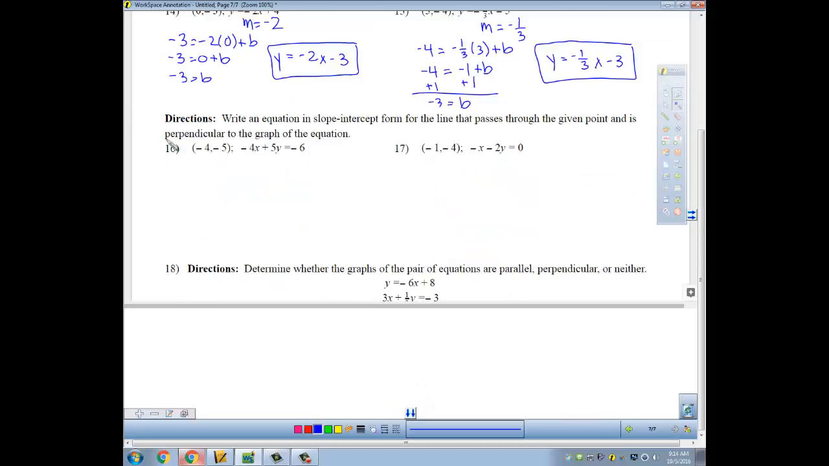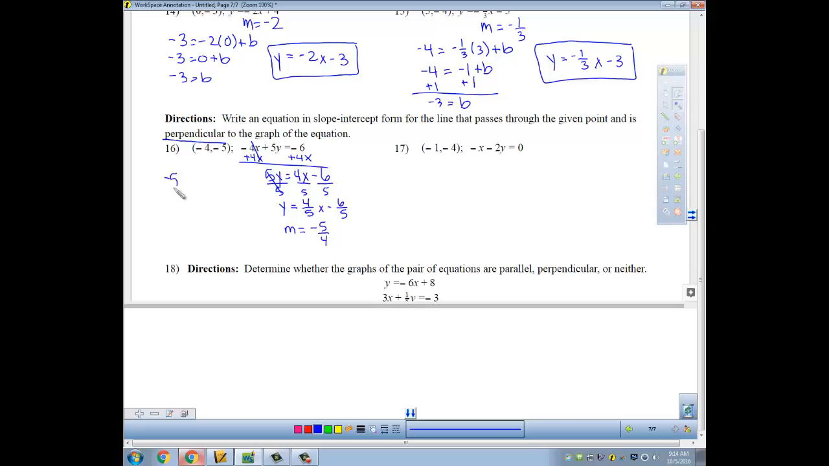16 and 17, we're looking for perpendicular. So remember, that's the opposite reciprocal slope. So first we need to figure out what is the slope of this line. So add 4x to both sides because we want it in slope-intercept form. 5y equals 4x minus 6. Divide everything by 5 to get y equals 4/5 x minus 6/5. So the slope was 4/5, so my new slope is negative 5/4.